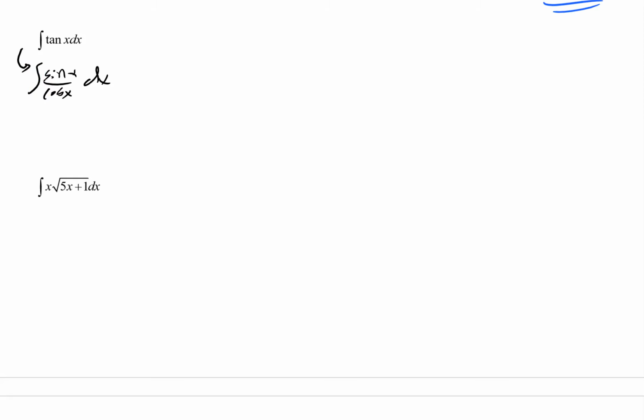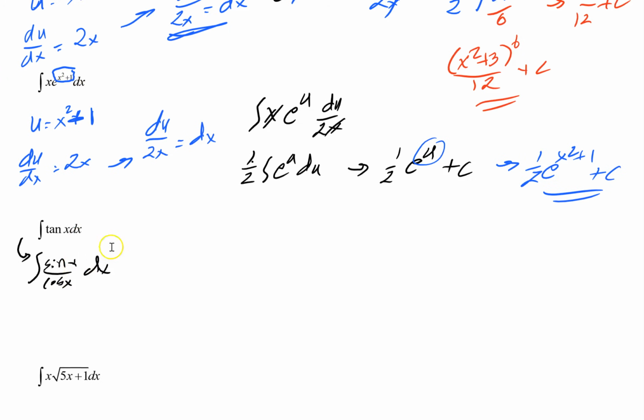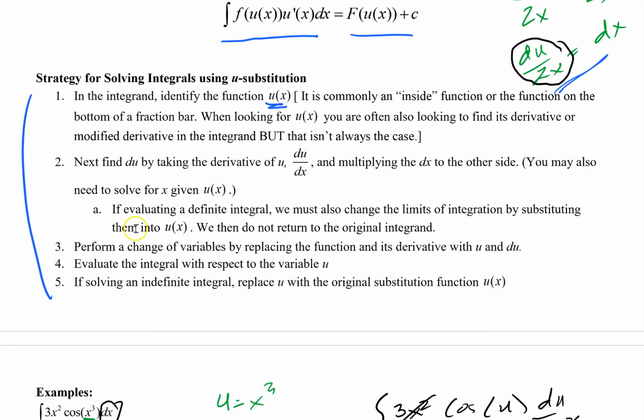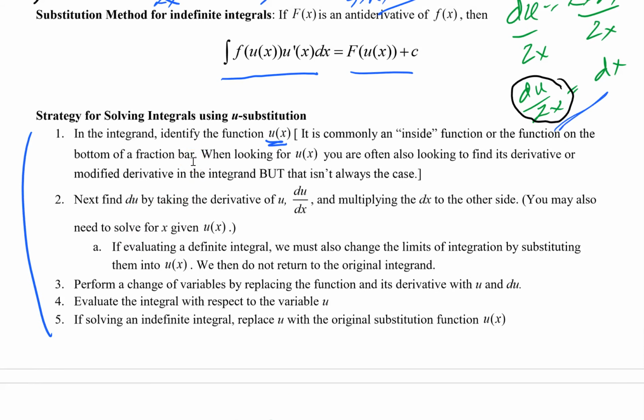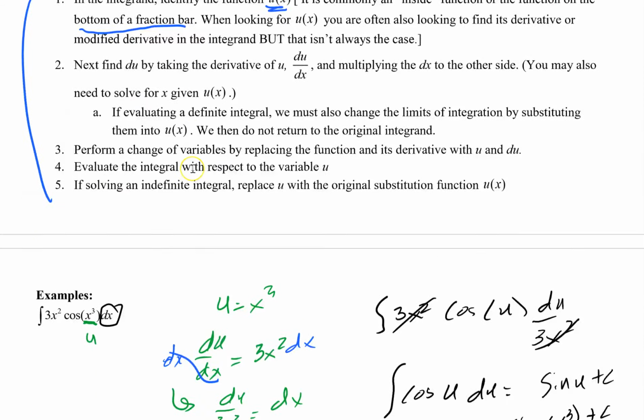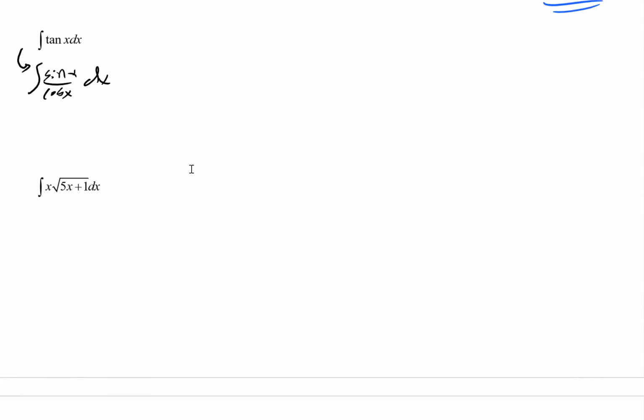Now in this case, I'm going to make one of these two my u. Remember what we said earlier? The inside function is the higher power, but which one's inside? If you're not sure, it's generally the denominator, the bottom of the fraction bar. So over here, I'm going to let u be my cosine. So u is going to be cosine x.